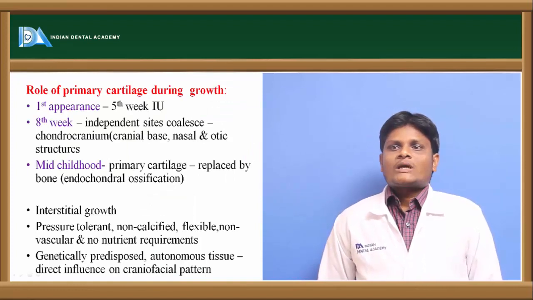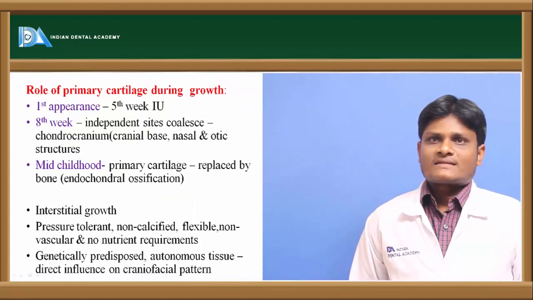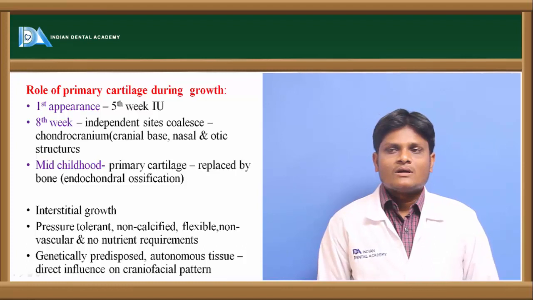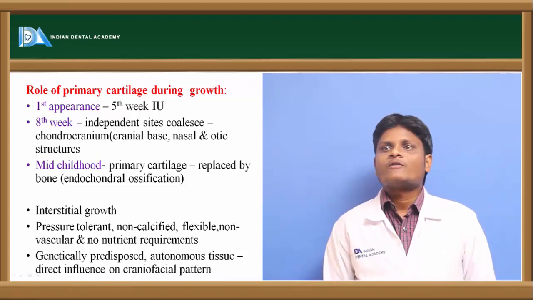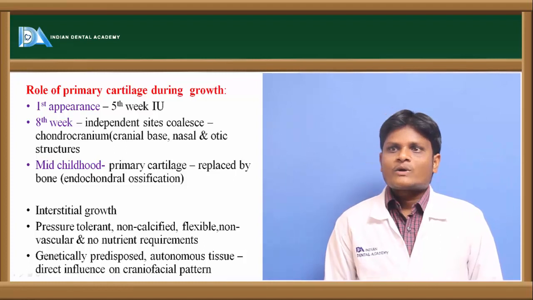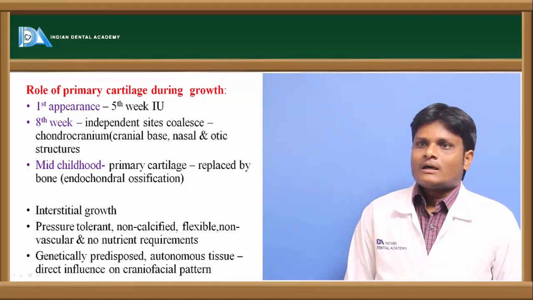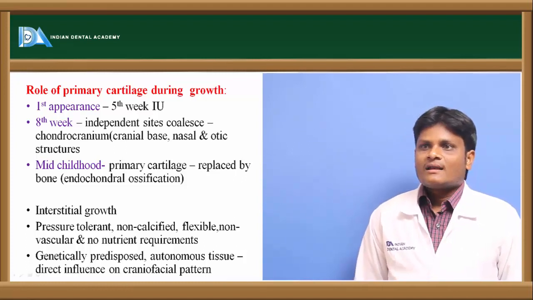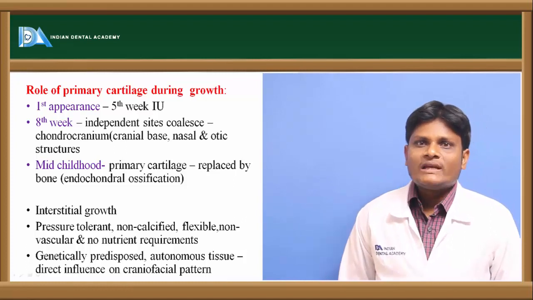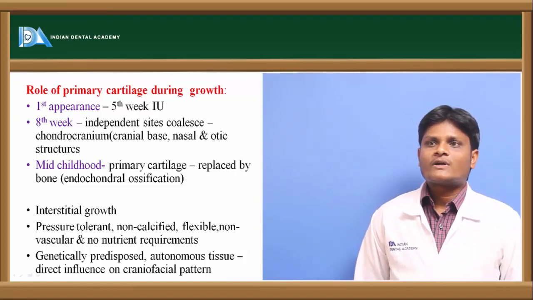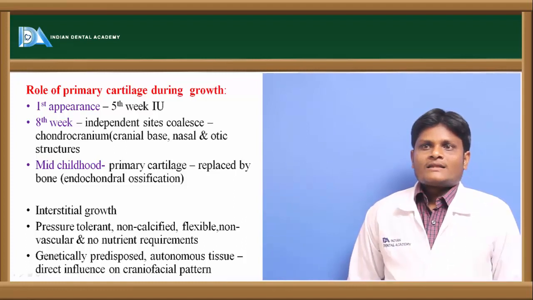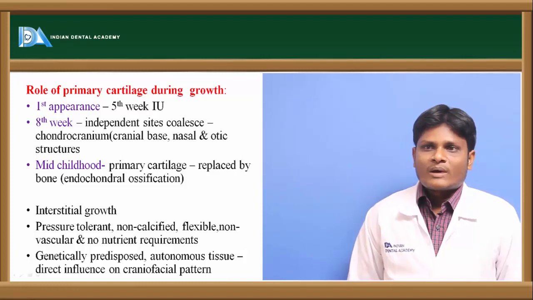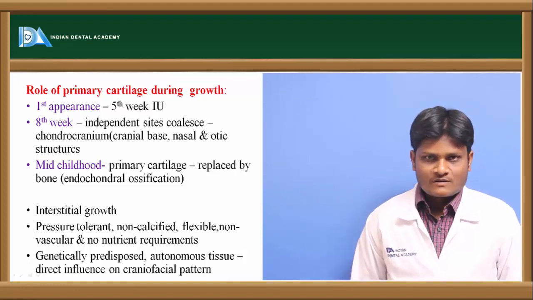Now, as I told you, there are two types of cartilages, primary cartilage and secondary cartilage. Considering the role of primary cartilage in the growth of an individual, they appear first around the 5th week of intrauterine life. Around the 8th week of intrauterine life, the independent sites at the chondrocranium, that is the cranial base, nasal and otic structures, start coalescing. In mid-childhood, the primary cartilage is entirely replaced by bone by a process called endochondral ossification.